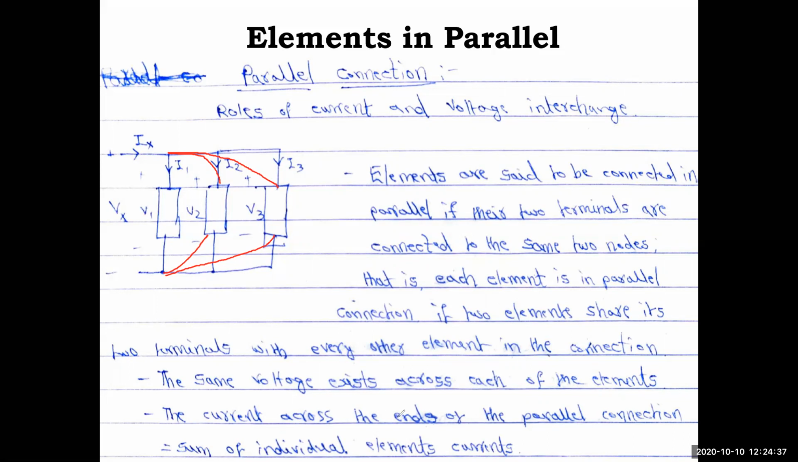The current across the ends of the parallel connection is equal to the sum of the individual element currents. Here the current is going to break. In the first branch it is I1, in the second branch I2, in the third branch I3, and like that you can have n elements. The total current Ix coming to this node is equal to the summation of the individual currents, I1 plus I2 plus I3. In a series connection, the voltage was the sum of individual voltages and the current was the same across each element. This is just the contrary to the series connection.